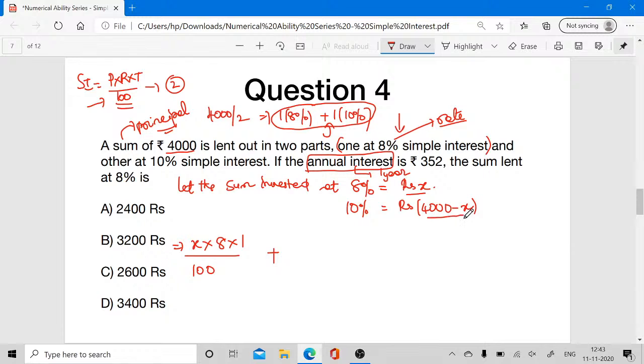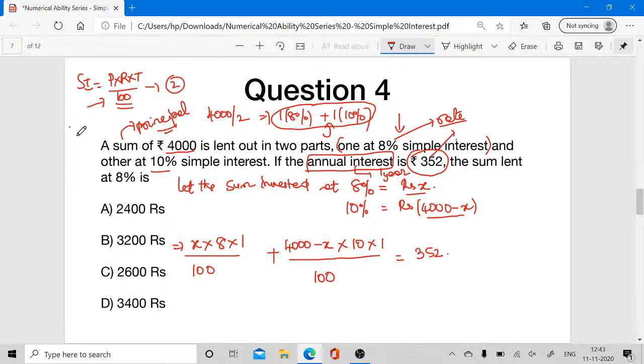So what is my next principal? It is 4,000 minus x, into, what is my rate? It is 10, and the time is the same, 1, divided by 100. What is the total annual interest I am getting here? It is 352. Yes or no? This is my annual interest, equal to 352.